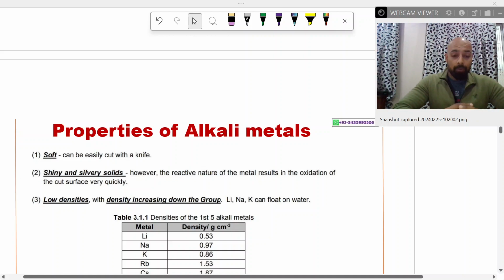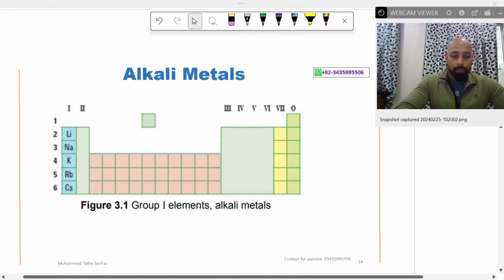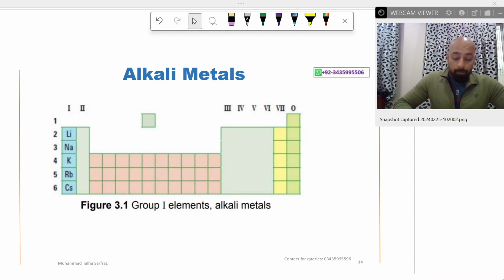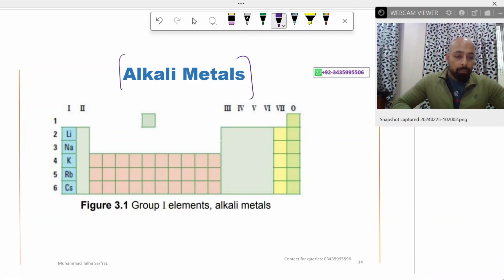Today's topic is all about the alkali metals. Without wasting any further time, let's get started. So we were doing the periodic table and alkali metals, right? So here we have alkali metals. As you all know, alkali metals belong to group 1, right? So this is group 1 and they are called alkali metals.